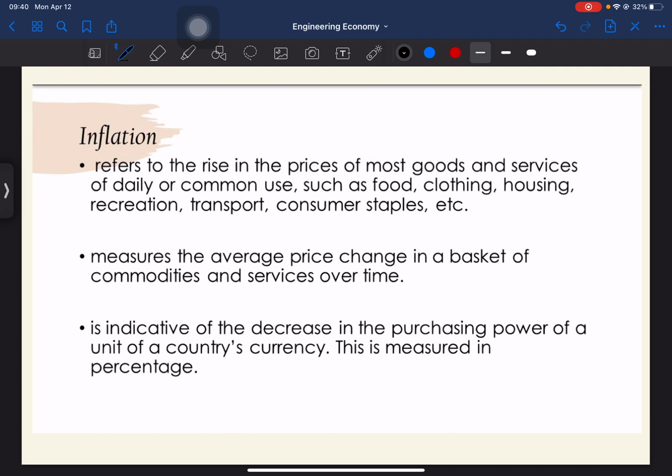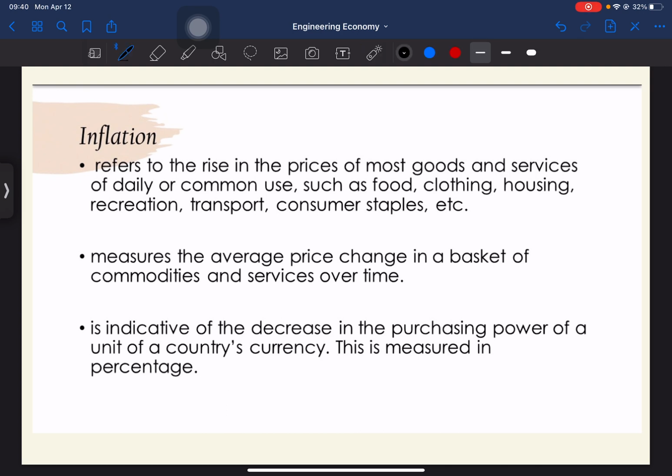Well, hindi naman. Okay, there are some factors that push inflation. Okay, and inflation is not entirely bad. Okay, hindi porket pataas ang presyo, pinahihirapan lang ang tao. No. Okay, so nangyayari talaga yan. And we'll continue. It measures the average price change in the basket of commodities and services over time.